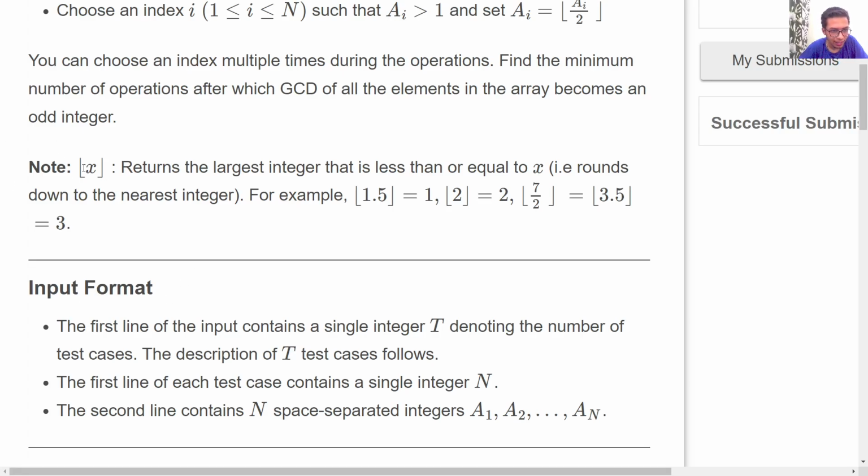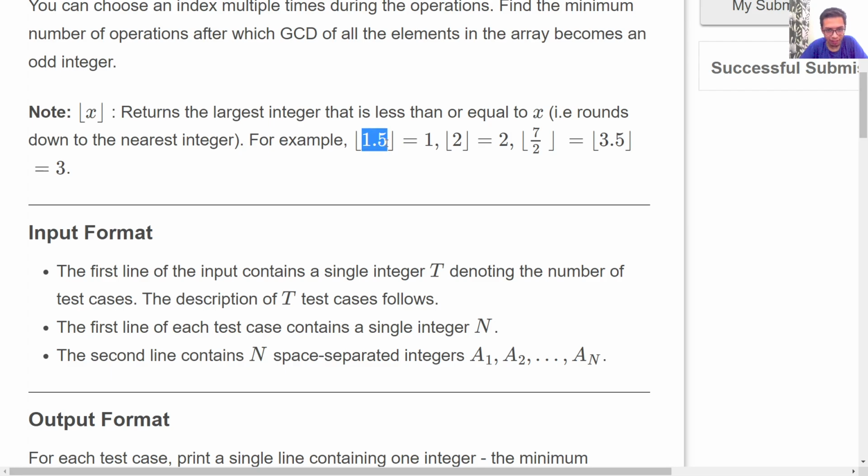Now let's understand this lower bound function. The lower bound of x would simply be the largest integer that is less than or equal to x. For example, let's say we have 1.5. To find the lower bound of 1.5, simply ignore each and every digit that comes after the decimal point. So over here we have 1.5. Simply ignore this 0.5 from here, right? So our answer is 1.